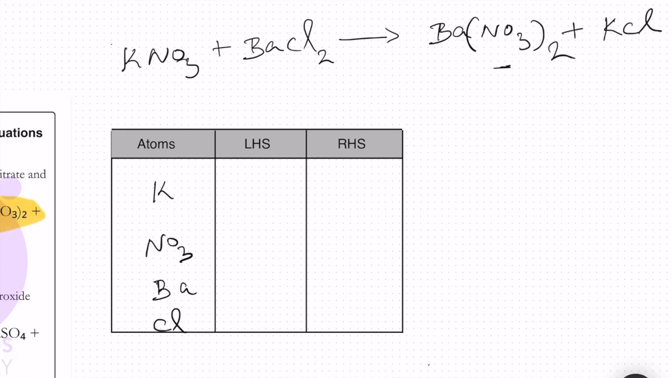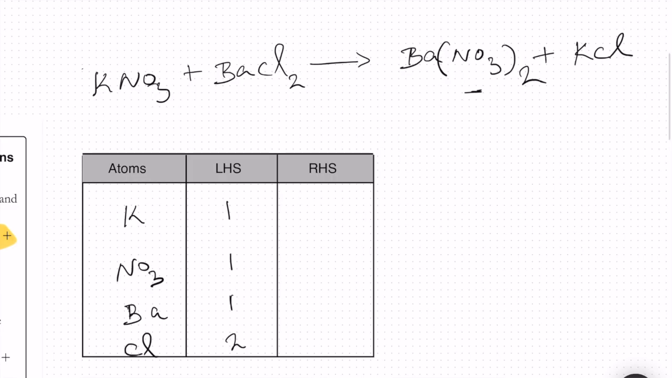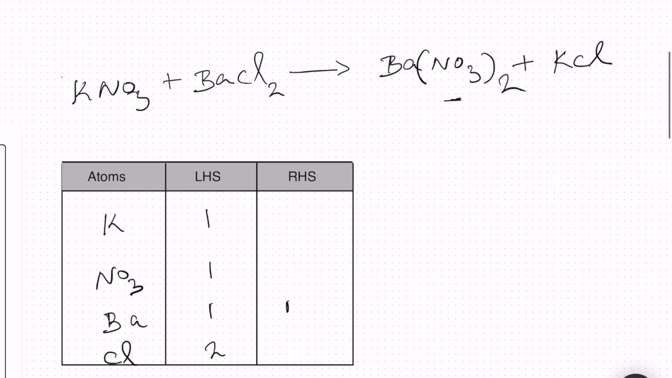Fine. So let's try and list down the number of atoms in LHS. We have one potassium atom, one nitrate atom, one barium atom, and two chlorine atoms. So how about RHS? In RHS, we have one barium atom, two nitrate atoms, one potassium atom, and one chlorine atom. So we have several cases of mismatch here. So we need to identify the right coefficients to multiply with.